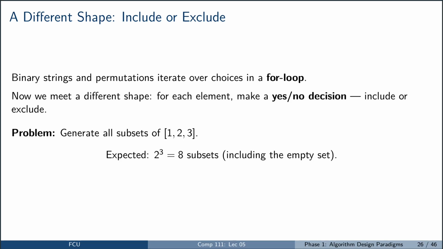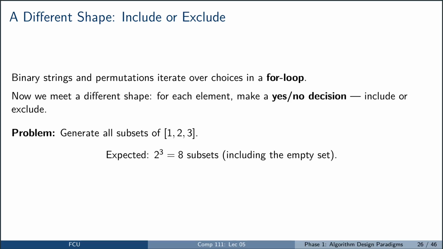Binary strings and permutations use a for loop. This next structure is fundamentally different. For each element, there is one question: do we include it or do we exclude it? There is no for loop. This is just a binary yes/no decision at each step.